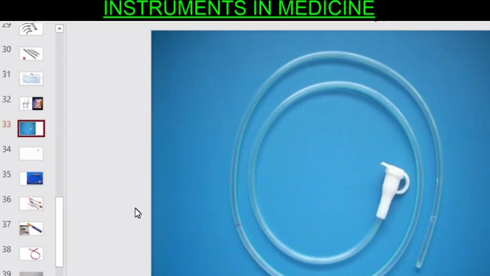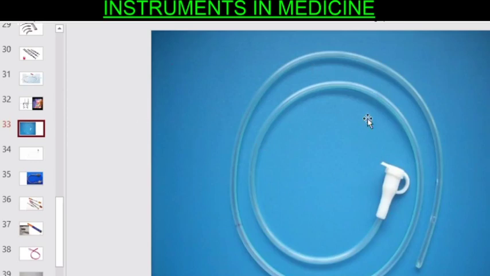It is a very small tube, hardly more than 30 cm long. And in TB, in case of children, it can be used to aspirate from the stomach.